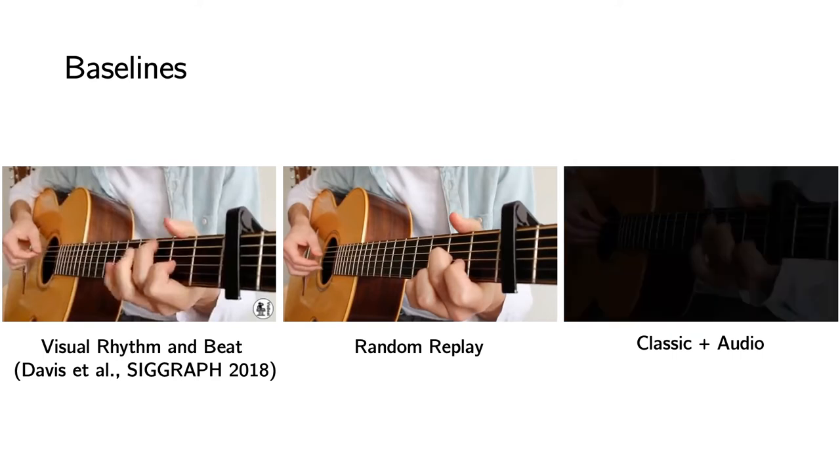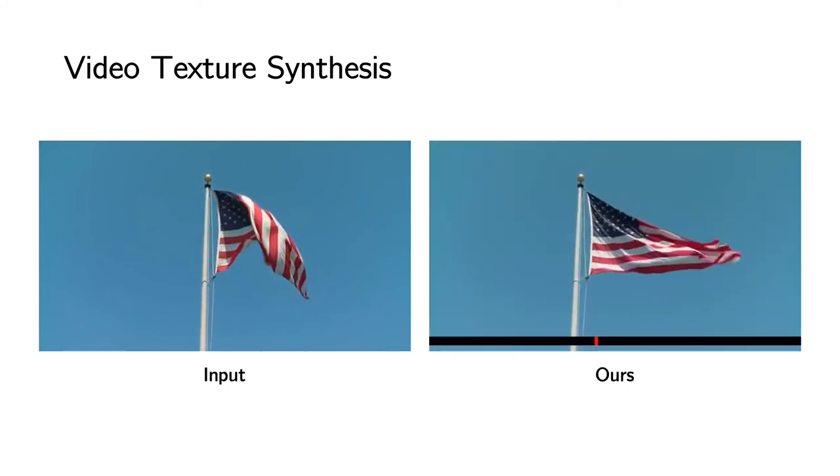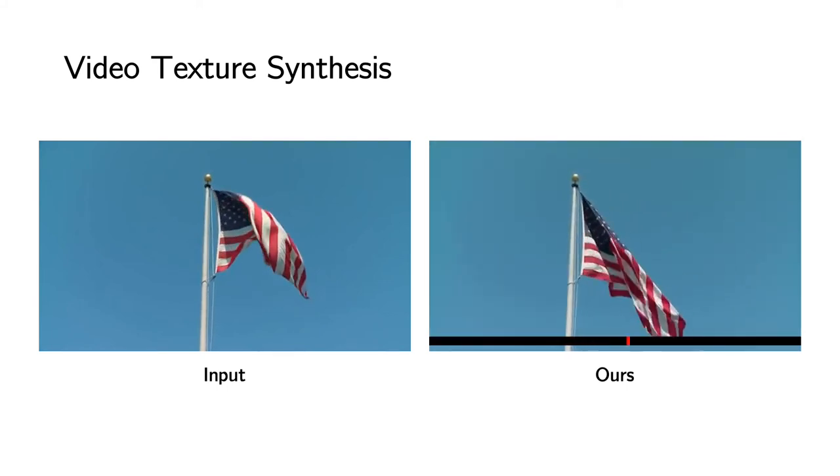We add audio conditioning to the classic video textures algorithm. As seen, it fails to produce a smooth output. Here are more results of unconditional video texture synthesis. The input is a 30-second long video of a flag blowing in the wind. Here is the output texture synthesized by our method.